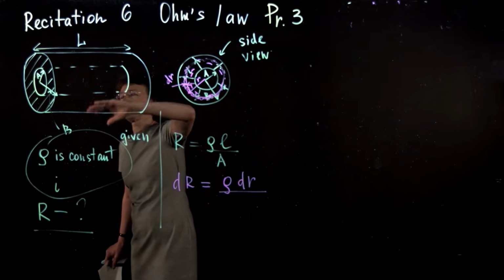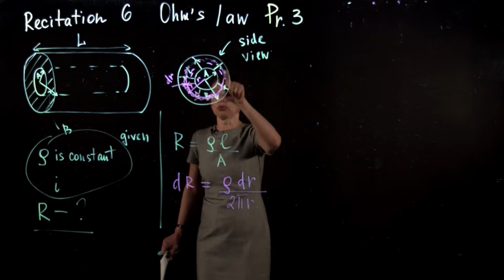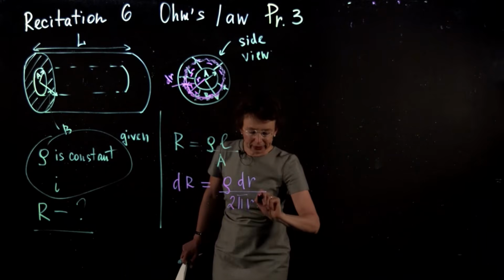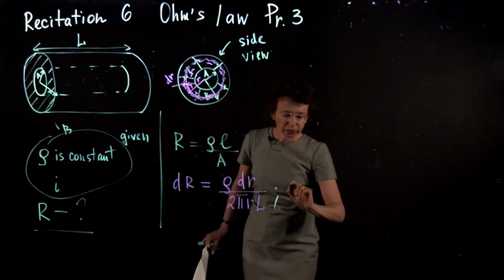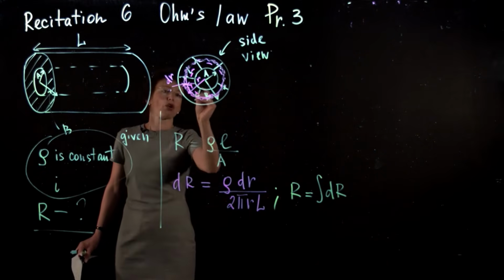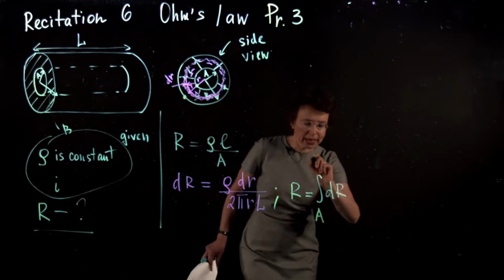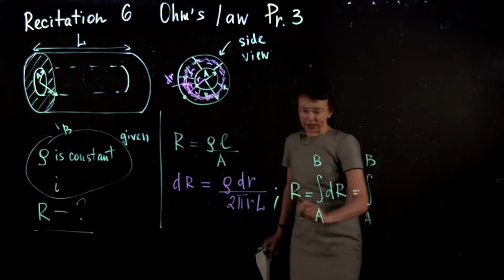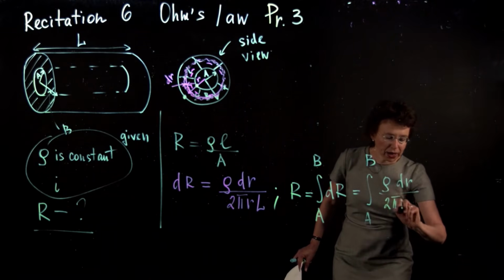So what is the cross-sectional area of the cylinder? For this shell that we choose, arbitrary infinitesimal, it is 2 pi r, and the length is L. So this is our dR. And if we know dR, now we can integrate and write that R is the integral of dR. We need to integrate from A to B. The integral from A to B of dR is rho dr divided by 2 pi r L.